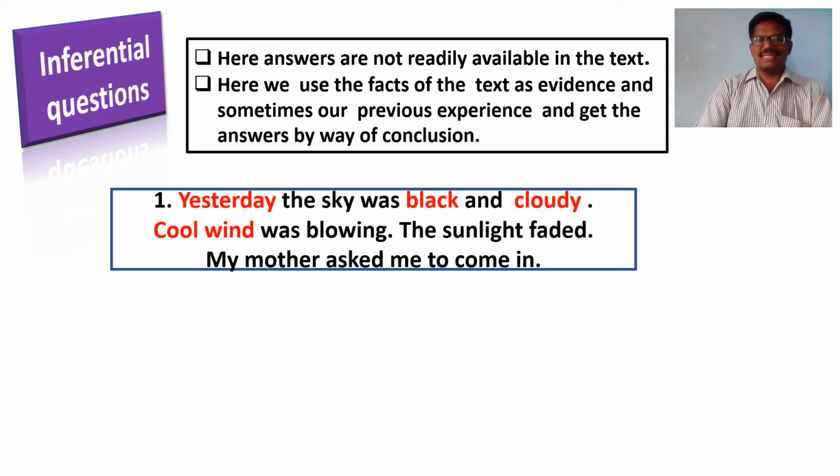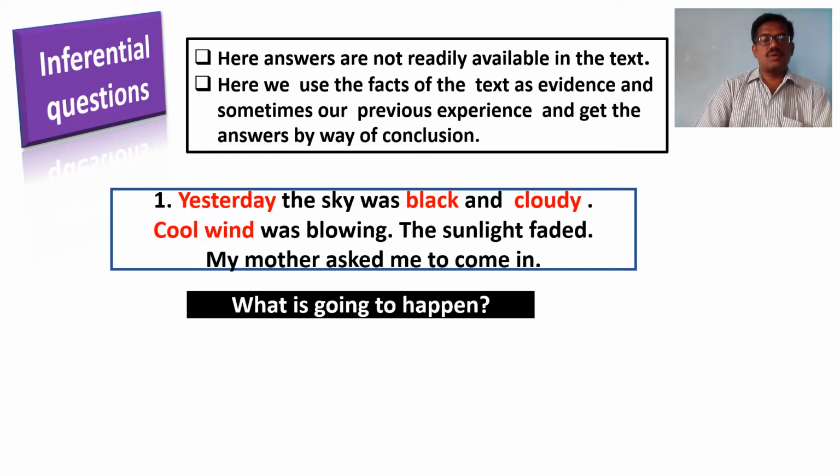Example, yesterday the sky was black and cloudy. Cool wind blowing. The sunlight faded. My mother asked me to come in. So if you ask the question, what is going to happen? The answer for this question is not readily available in the passage. We have to conclude the answer on the basis of the facts given in the text. That means yesterday the sky was black and it was cloudy. There was a cool wind and sunlight faded.